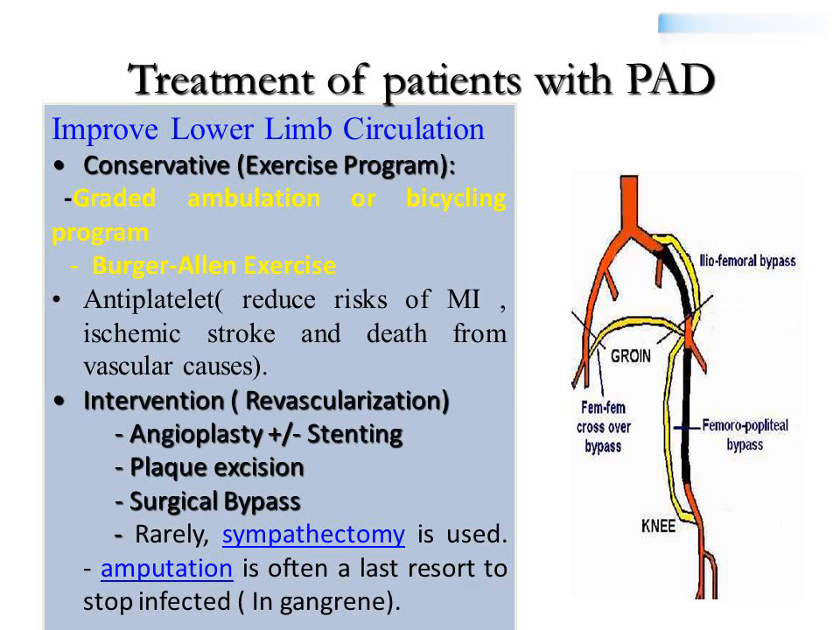Treatment of patients with PAD: improve lower limb circulation, conservative exercise program, graded ambulation or bicycling program, Buerger-Allen exercise. Antiplatelets reduce risks of MI, ischemic stroke and death from vascular causes. Intervention, revascularization: angioplasty plus stenting, plaque excision, surgical bypass. Rarely, sympathectomy is used. Amputation is often a last resort to stop infection and gangrene. Angioplasty.